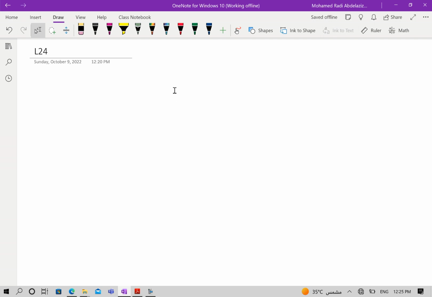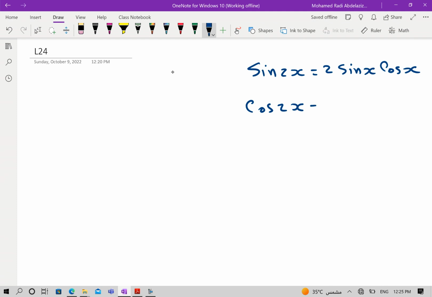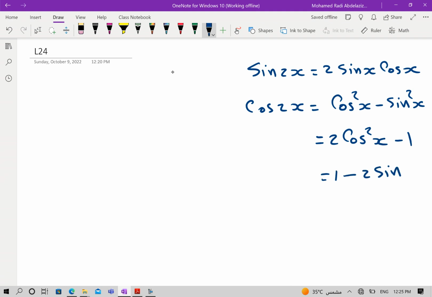We studied the double angles. If you remember, sine 2x equals what? 2 sine x cosine x. Cosine 2x, there are 3: cosine squared x minus sine squared x, or 2 cosine squared x minus 1, or 1 minus 2 sine squared x.